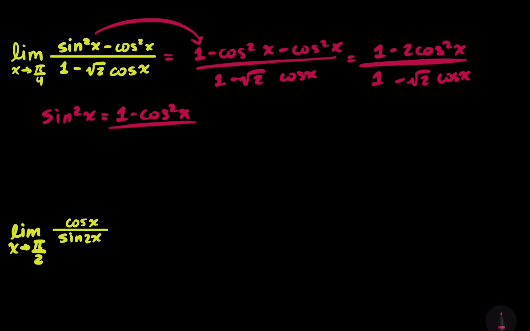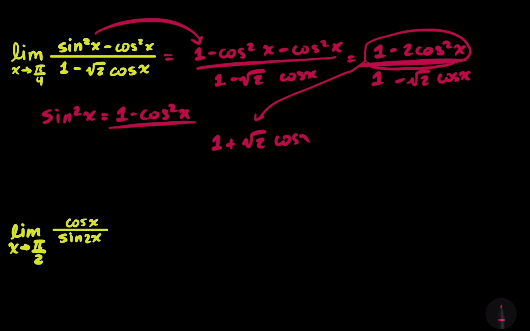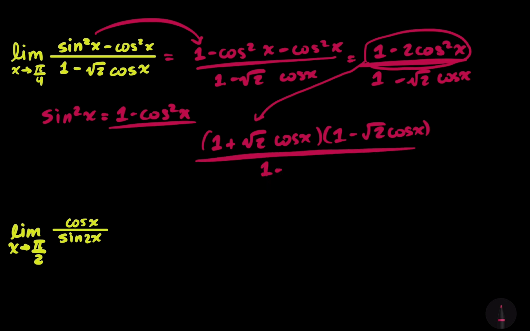And we can actually rewrite this expression over here as a difference of squares. It's not necessarily a perfect square, but we can write it as a difference of squares. So we'll get 1 plus the square root of 2 cosine x times 1 minus the square root of 2 cosine x. We're going to go ahead and divide that by 1 minus the square root of 2 cosine x. And as we can see here, very conveniently, these two terms happen to cancel out. And we're just left with 1 plus the square root of 2 cosine x.